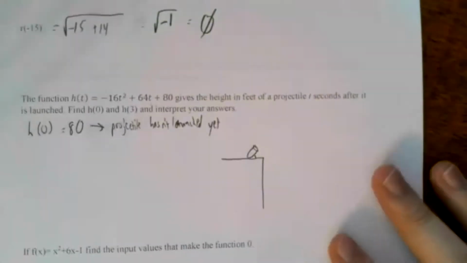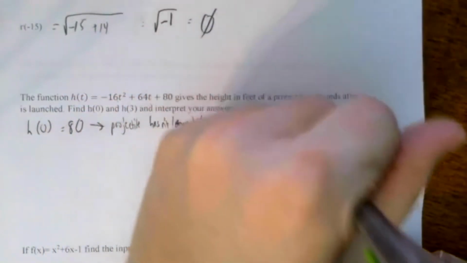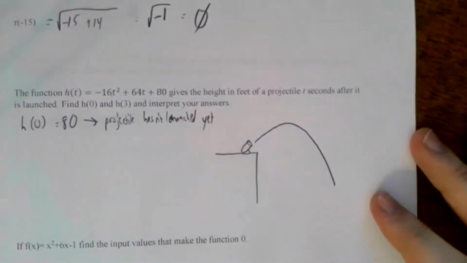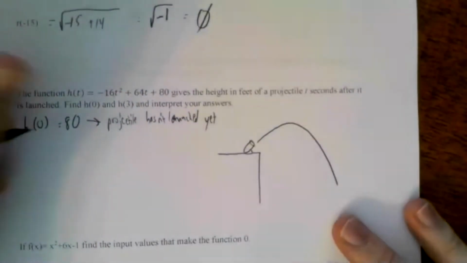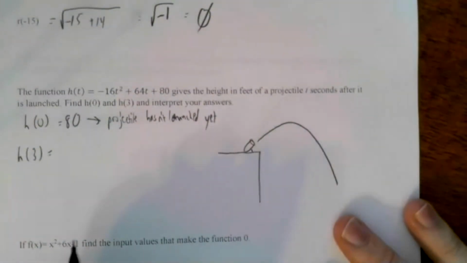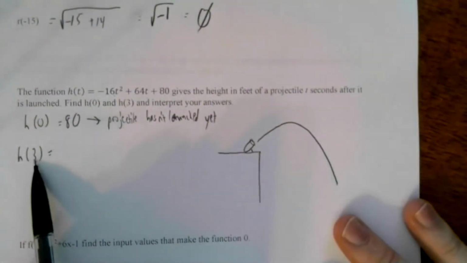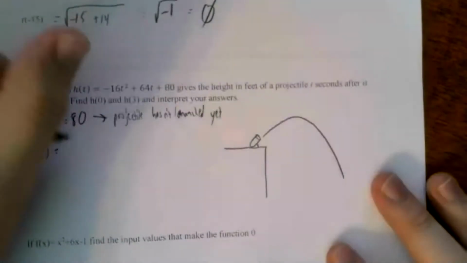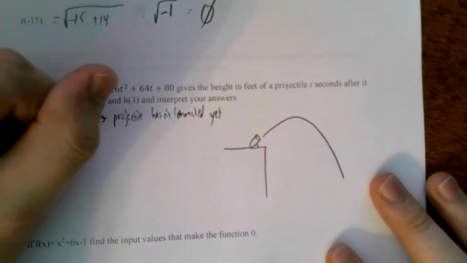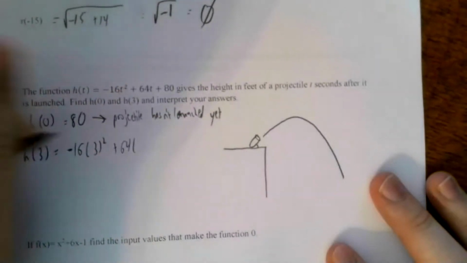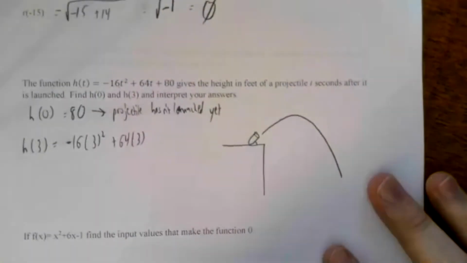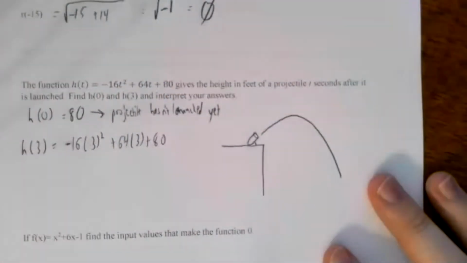Right, so nothing's happened to it. But then it's going to take some path, maybe something like that. And we want to find out what happens at h equals 3, right? So I'm going to have h of 3. What I can do is substitute in 3 wherever I see a t. So I'm going to have negative 16 times 3 squared, plus 64 times 3, and then plus 80.